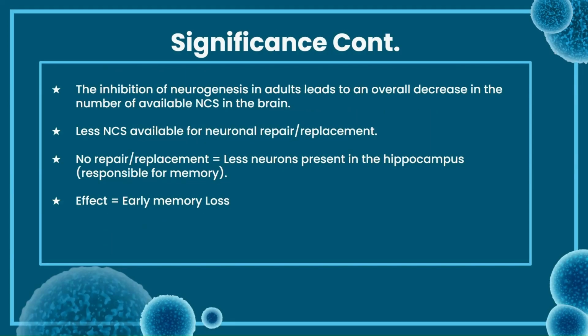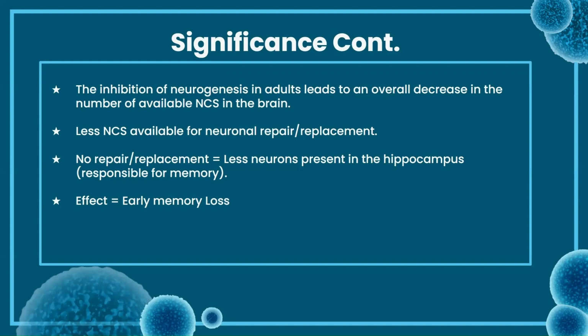So all of these pathways and all of these biomarkers being affected, disrupted, and blocked lead to the inhibition of neurogenesis in adults, which leads to an overall decrease in the number of available neural stem cells within the brain. If that number decreases, you're going to have fewer neural stem cells available for neural repair and replacement. So the damage is not getting fixed.